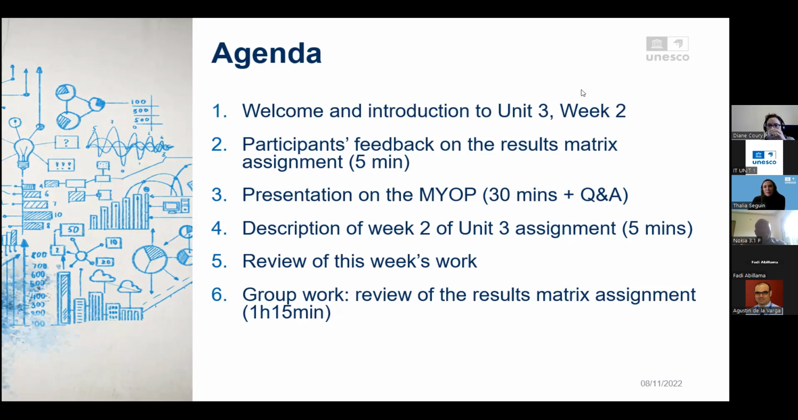Now, before we move ahead with the presentation on the multi-year operational plan, I just wanted to open the floor to see if there were any questions about, or if you'd like to provide any feedback about your experience on the results matrix assignment. Did you find it challenging? Did you feel it was quite straightforward based on the work that you did on the priority program matrix? It's over to you. It's your opportunity to tell us how you experienced this last week working on your group assignment. So I'm just going to see if you can either raise your hand or just jump in directly.